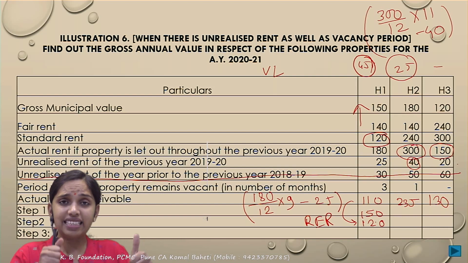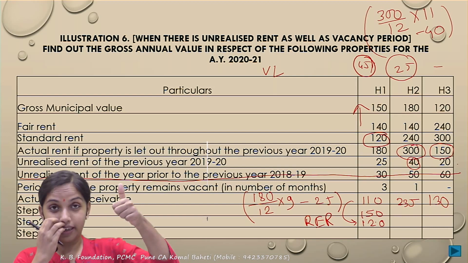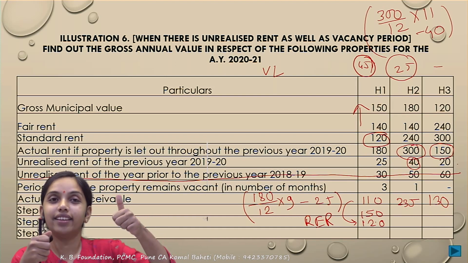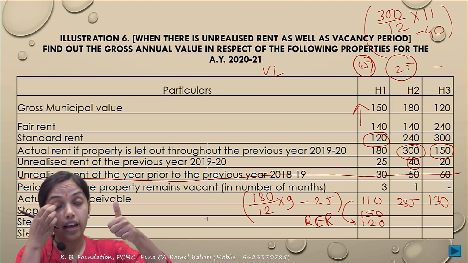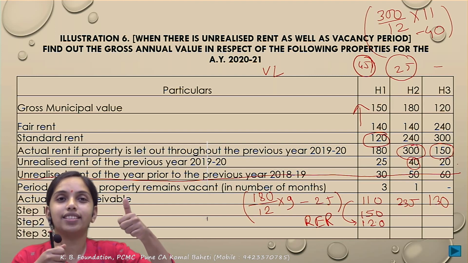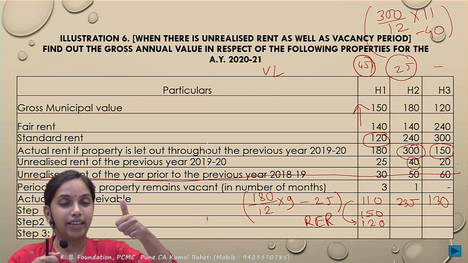This reasonable expected rent is to be compared with the actual rent. How much is the reasonable expected rent? 120. How much is the actual rent? The actual rent is 110. Correct. So now, if actual rent is lower, which one becomes the GAV? General rule is whoever is higher would become the GAV. Correct. But now what has happened? AR is lower, but AR will come and fight.